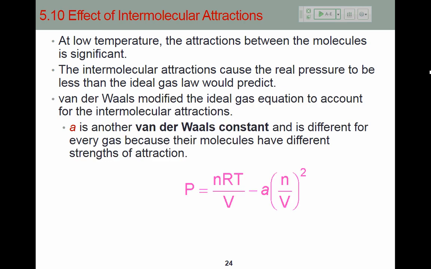And then there's another equation. Again, you don't have to memorize this. I just want you to understand how the gases behave when we're not talking about typical conditions, but extreme conditions. So a is the van der Waals constant, and it's different for every gas because their molecules have different strengths of attractions. We'll talk a little bit about some of those intermolecular attraction forces in chapters 8 and 9. So we'll look at what those forces come from, but right now just recognize that a would have to be different for every gas because of the different strengths of attraction.